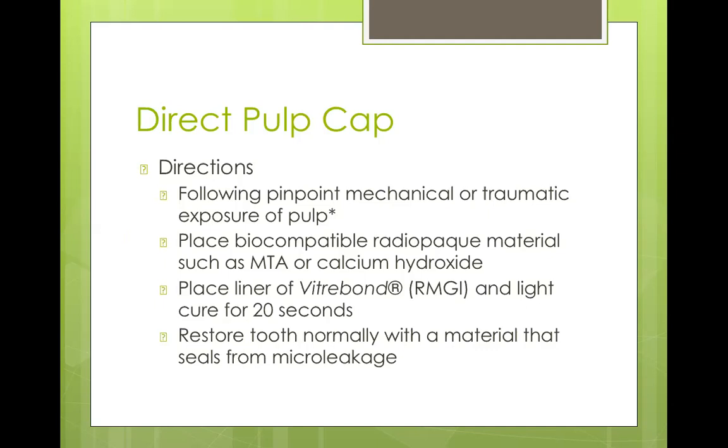What you want to do is place a biocompatible radiopaque material, such as MTA or calcium hydroxide. Recently, there's a new material, Biodentine, which you can also use. So pretty much there are 3 things that you can place on the pulp: MTA, calcium hydroxide, or Biodentine. Biodentine is a calcium trisilicate. You place your RMGI liner over it, like here for 20 seconds, and restore your tooth.